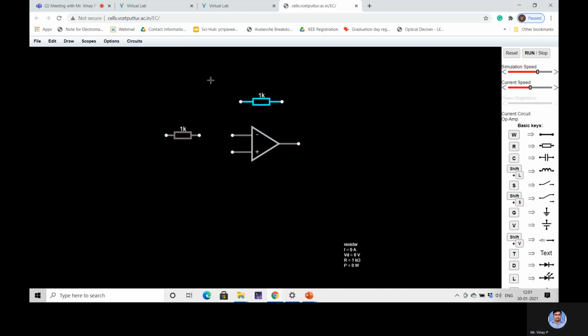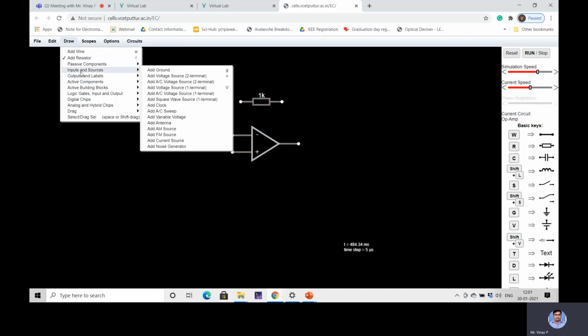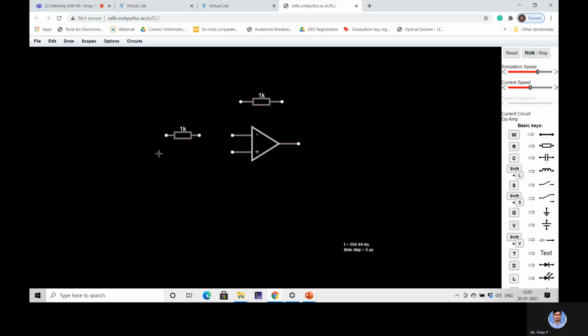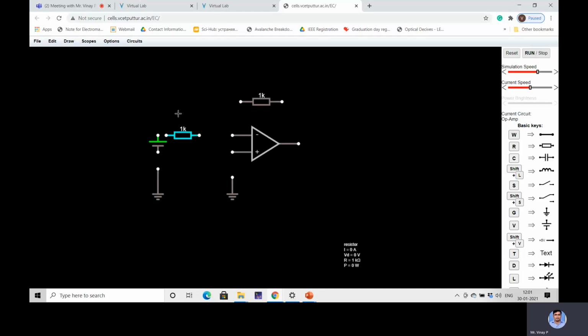Now, next I need the input voltage source, that is a DC source. So I'll go for inputs and sources. I'll click on this, add voltage source, two terminals. So I'll place the input voltage here. Then I'll use the ground. You can use a shortcut option also: press G, and you'll get the ground connection.